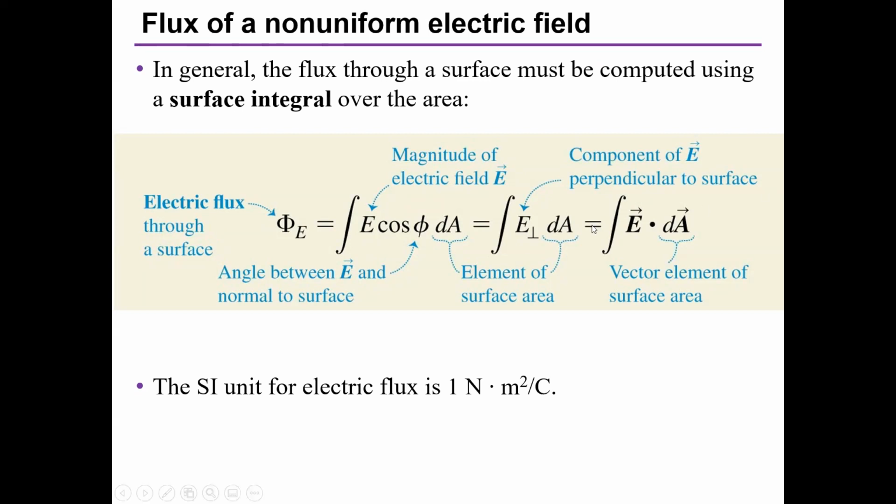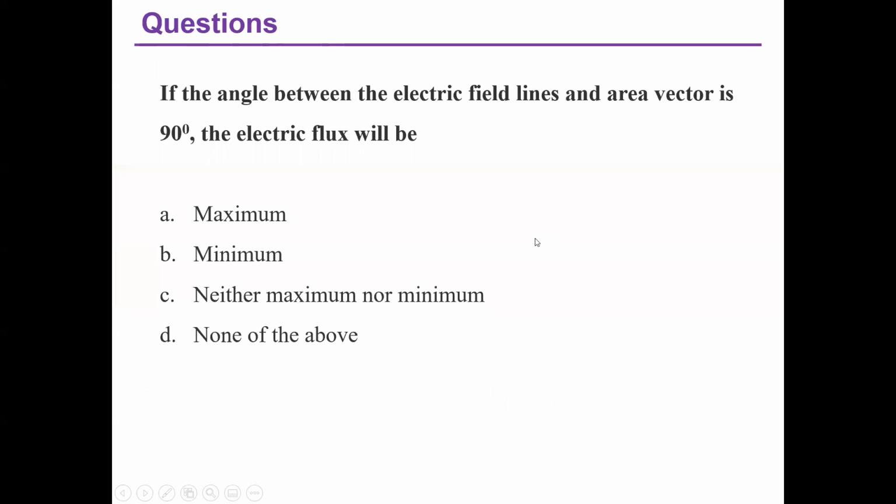Here is the question for you. If the angle between the electric field lines and the area vector is 90 degrees, the electric flux will be: maximum, minimum, neither maximum nor minimum, none of the above. Okay, you can answer this question based on the three kinds of cases we discussed, right? The maximum case, the minimum case, and in between.